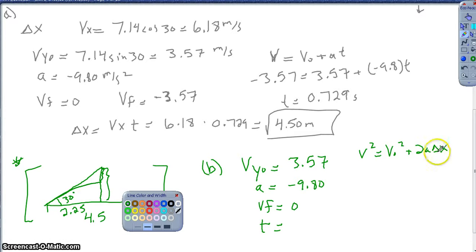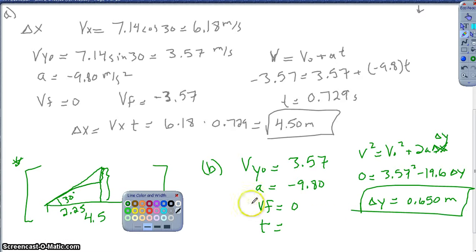So setting this up, I know all of the measurements except delta x, or in this case I'll call it delta y, since it's my height, right? So again, 0 equals 3.57 squared, minus 19.6, 2 times 9.8, and then delta y. So then when I solve for delta y, I get that to be about 0.650 meters high. Okay, so again, however you're comfortable solving for that, hopefully you got an answer that's pretty close to this.